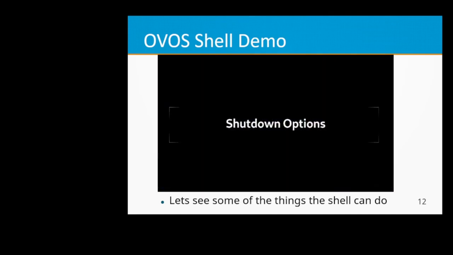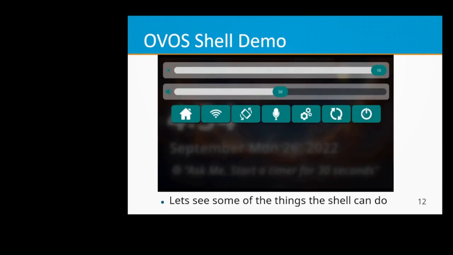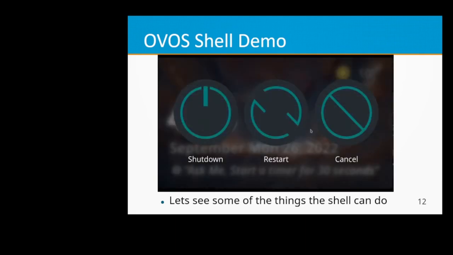OVOS Shell also provides a full shutdown menu. The shutdown menu lets you decide whether you want to restart only the OVOS services, the entire shell, or the entire system.